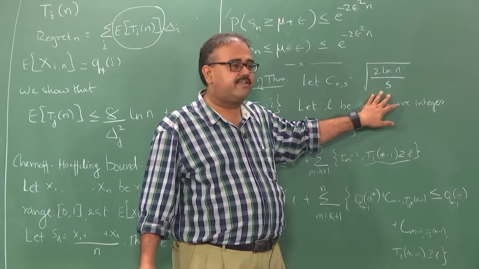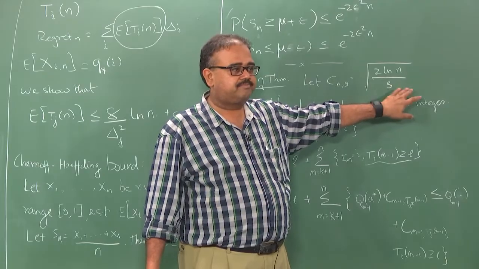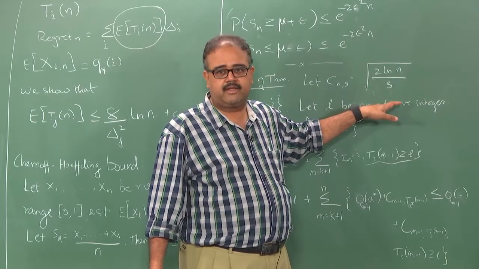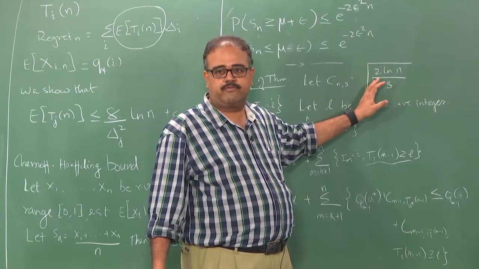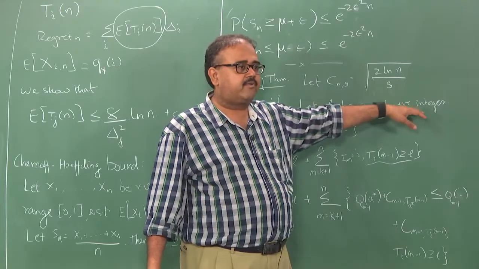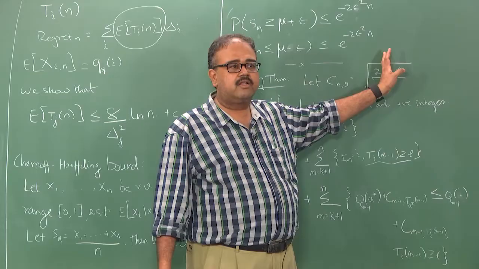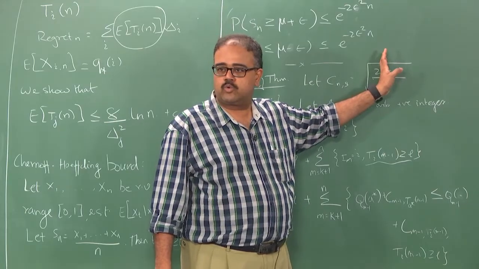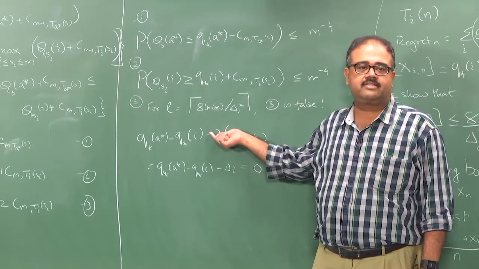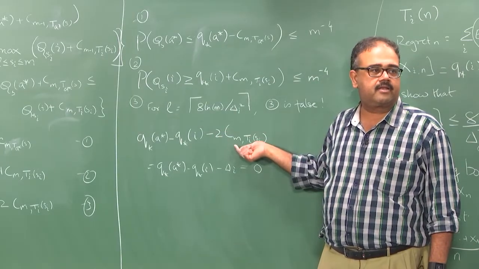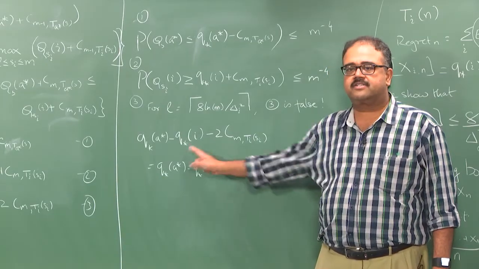I am plugging in here, instead of s, 8 times ln m divided by delta I squared. Ln m will get cancelled. So 2 by 8 will become 1 by 4 and divide by delta I squared will go up. So I will basically get root of delta I squared by 4 which is delta I by 2. So I will plug in delta I by 2 here, 2 and 2 will get cancelled, and I will essentially end up getting delta I here. So that is what I have written here. And by definition of delta I, this expression is 0.